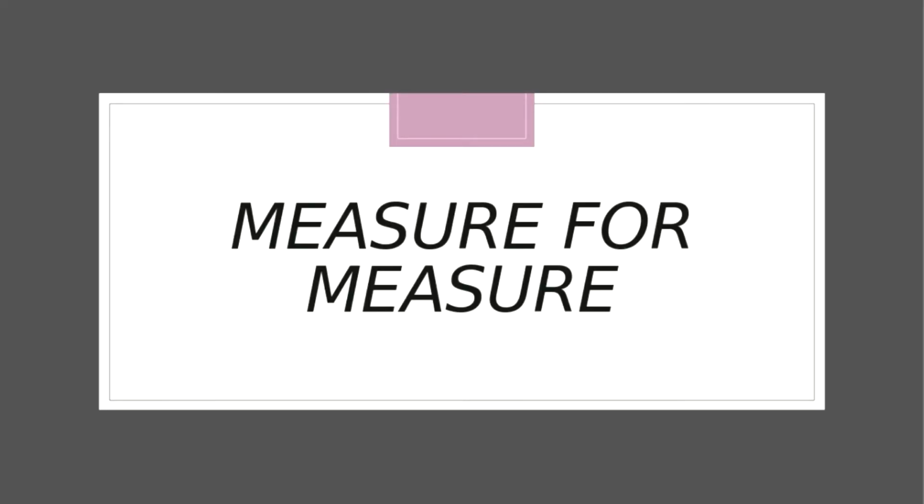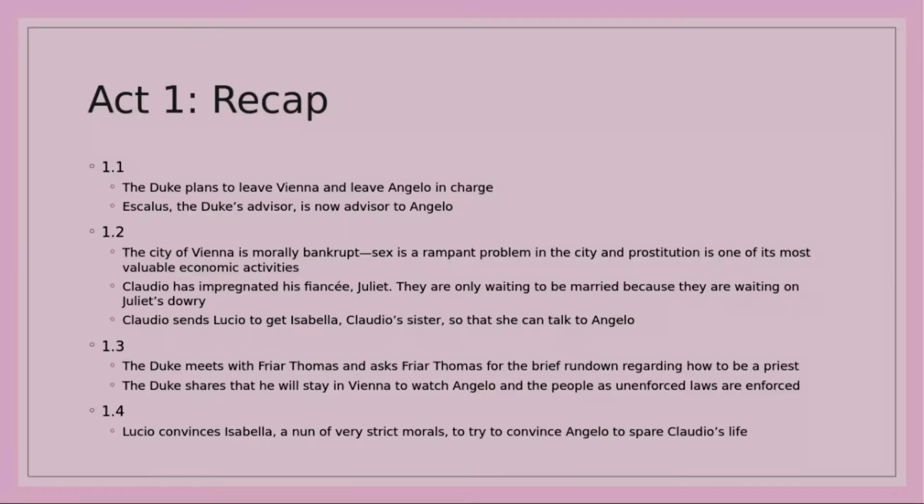By now, you should have read through the end of Act 3. This is when it starts getting good, as I'm sure you're seeing. But let's just do a brief rundown of what happened in Act 1, since we didn't get a chance to talk about that. In Act 1, Scene 1, the Duke decides that he's going to leave Vienna and leave Angelo in charge. That's what starts this whole thing off.